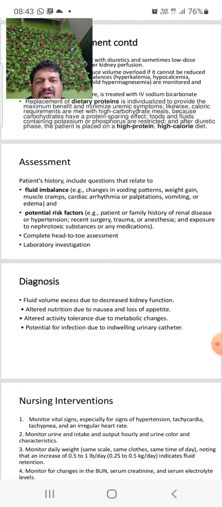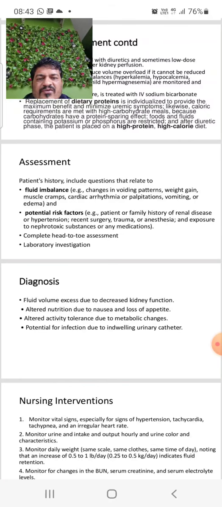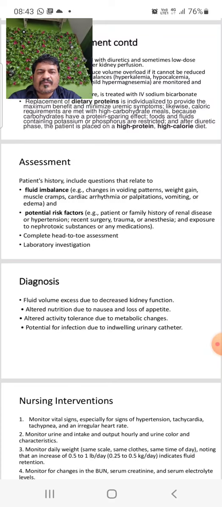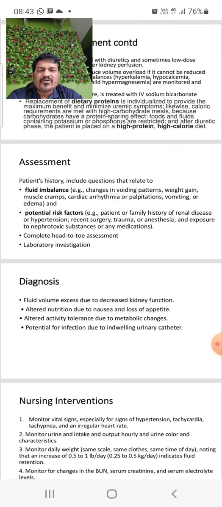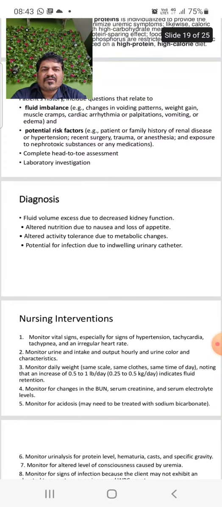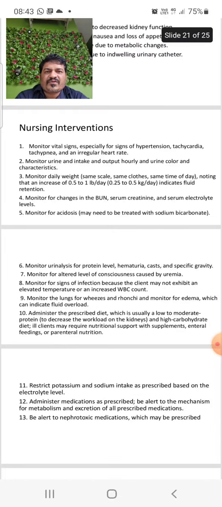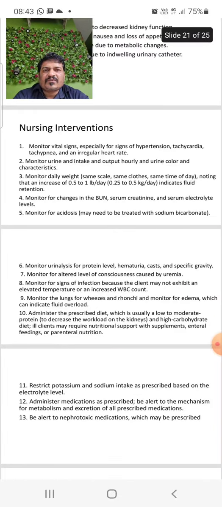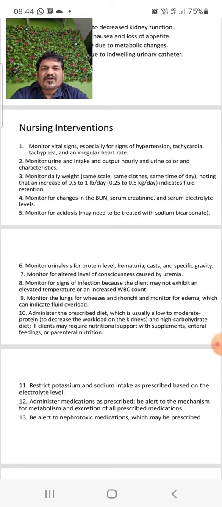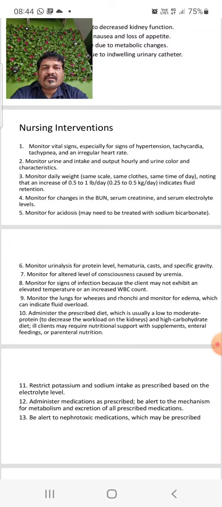For the diagnosis: fluid volume excess due to decreased kidney functions, altered nutrition due to nausea and loss of appetite, altered activity tolerance due to metabolic changes, and potential for infection due to an indwelling urinary catheter. Nursing intervention is also very important, in which we monitor vital signs, especially for signs of hypertension, tachycardia, tachypnea, and irregular heart rate.